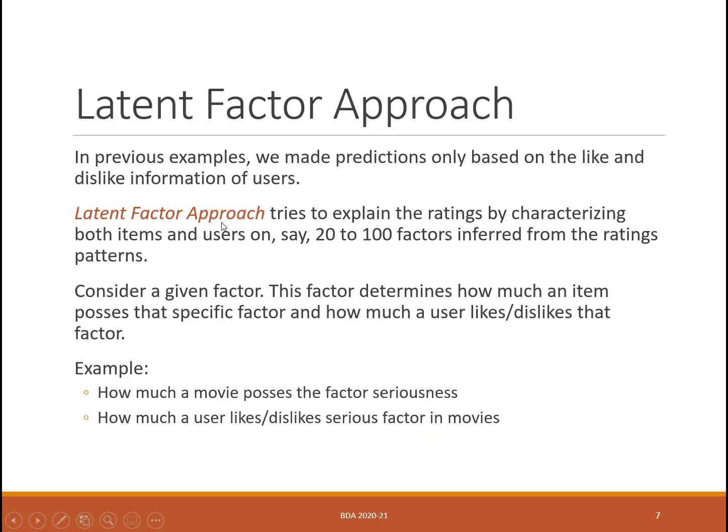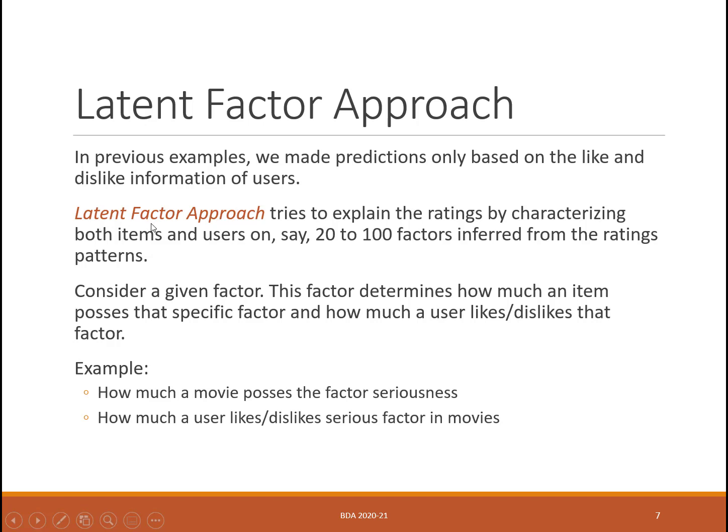In previous examples, we didn't characterize users and items. In fact, we made trivial predictions only based on the like and dislike information of users. Now, I want to introduce a more general and powerful method that tries to explain the ratings by characterizing both items and users using some factors, which are inferred from the rating patterns. This method is called latent factor.